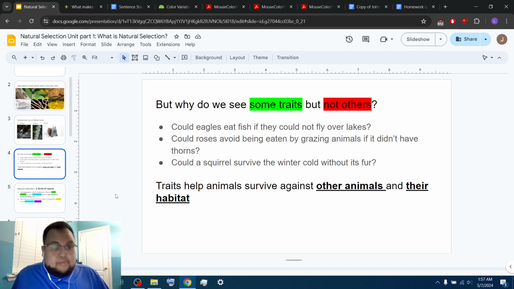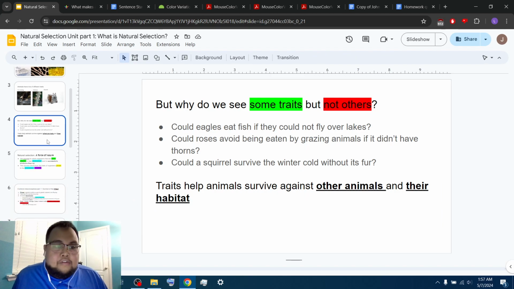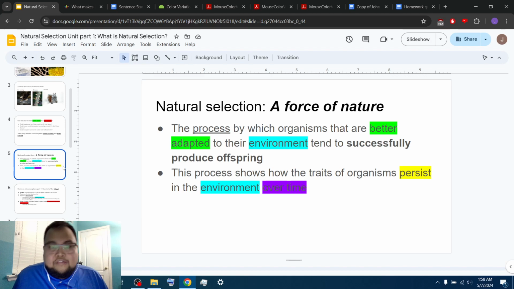And that process is what led Darwin and others to theorize that there is a force at work that does this, and that force is natural selection. So at this point, you need to tell the students that they need to write down this definition in their notes. They need to write down that natural selection is a process by which organisms are better adapted to their environment to successfully produce offspring, right?